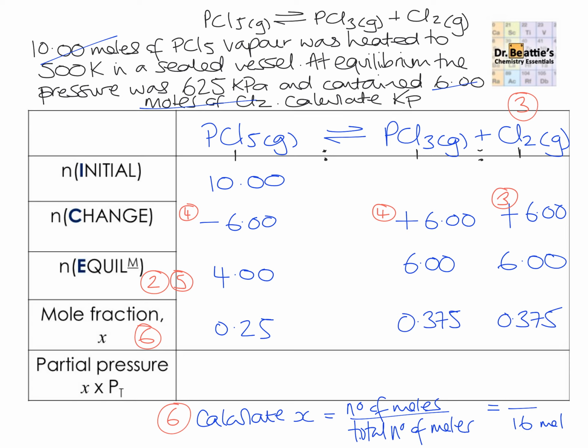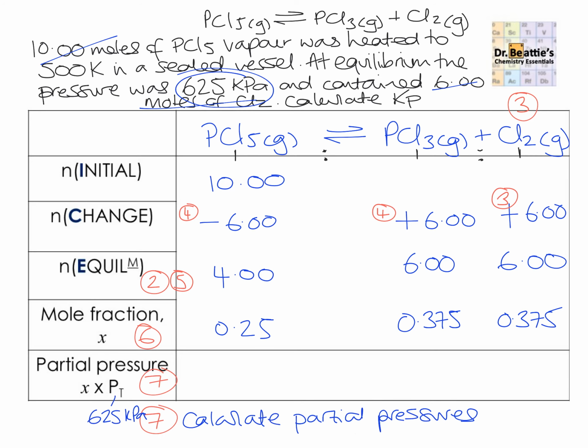With these mole fractions in hand, we're going to work out the partial pressure for each individual species. So we're going to do our mole fraction that we worked out in this row times the total pressure. Now that is given in the question at 625 kilopascals. So here we're going to do 0.25 times 625, which gives us 156.25. And we repeat that same operation, but this time with the different mole fractions for the other species. And obviously these are the same because the mole fractions are the same.